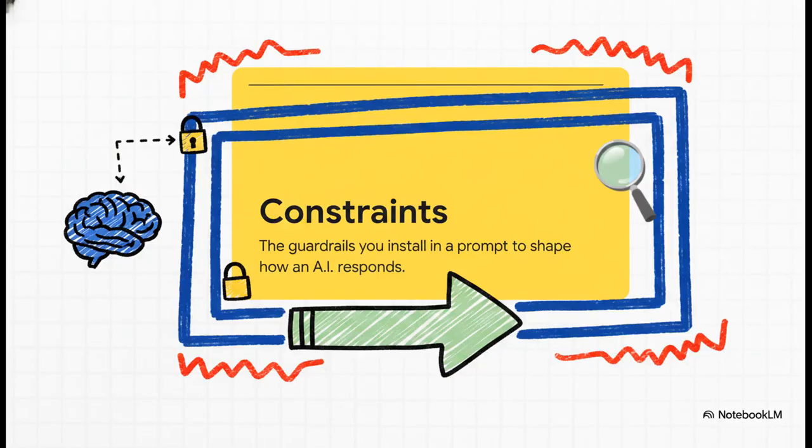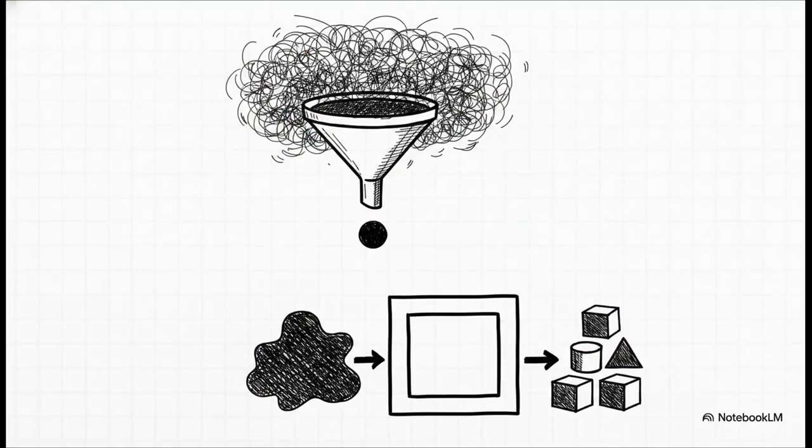So what are constraints? They're the guardrails you install in a prompt to shape how an AI responds, not just what it responds to. Honestly, this is the ultimate fix for those unpredictable, wandering outputs. By setting specific rules and boundaries, you aren't just giving the AI a broad topic, you're dictating its precise behavior. At their core, these guardrails operate on 2 key axes.